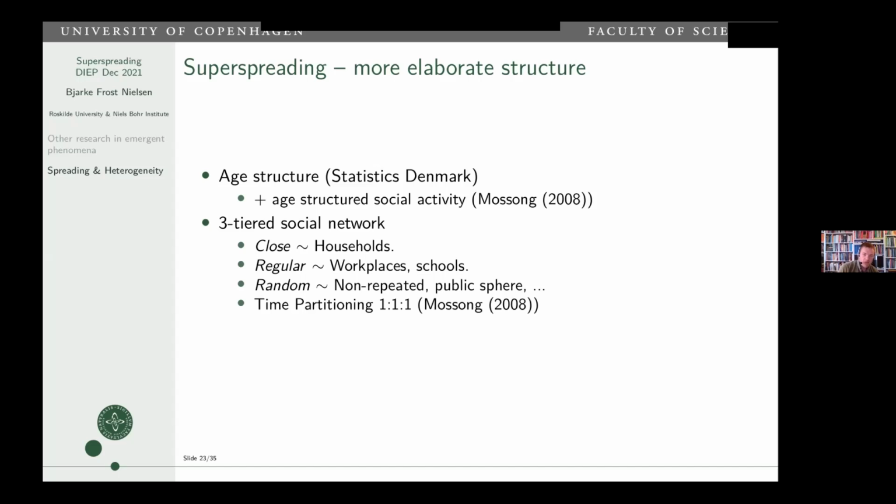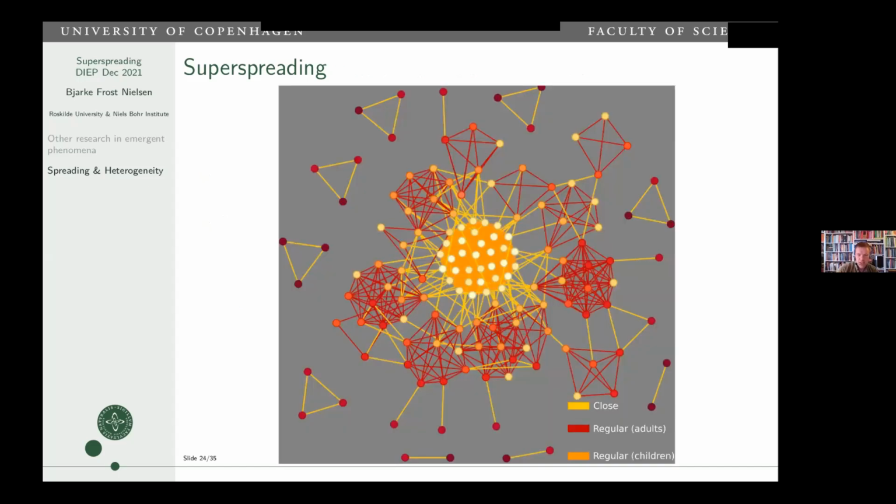So we did this, and that gave rise to this. This is just a little chunk of it, a complicated kind of network structure where young people are the bright nodes and older people are the darker nodes, and they have different kinds of connections, whether they are close, regular, or the random ones, which are not shown here, but you have regular contacts for adults and for children. And for children, you of course have entire school classes and all that hullabaloo.